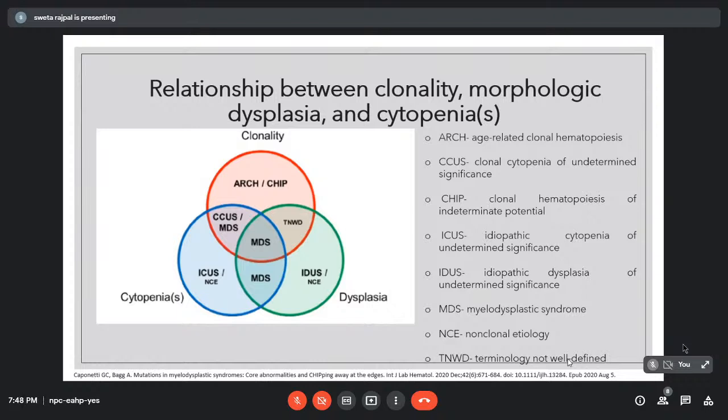If they have only clonality without cytopenia or dysplasia, they will have ARCH, or if they have only cytopenia without clonality or dysplasia, they will become ICUS. If they have only dysplasia without cytopenia or clonality, we call it IDUS, that is idiopathic dysplasia of uncertain significance.